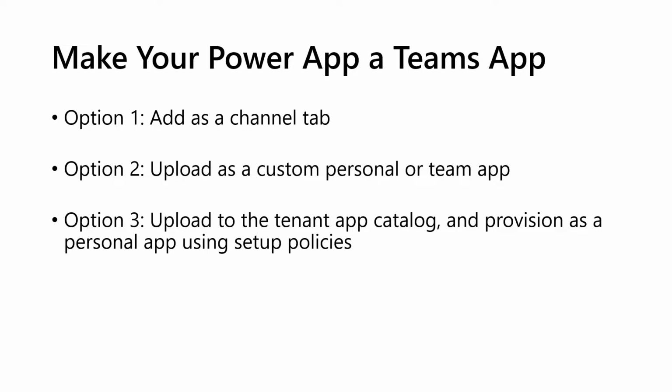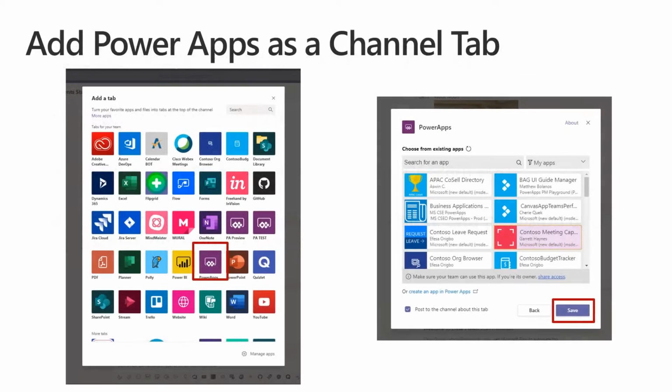How do we bring Power Apps into Teams? There are three main options. One is the channel tab, which Matthew has already shown us. Then we have the ability to upload the app as a custom personal or team app. I will be showing that. And then there's the third option, which is really the admin option, to do a scalable distribution of Power Apps in Teams using setup policies. And I'll be showing that as well. So first we have the channel tab, which Matthew has already walked us through, and that's an option that's available.